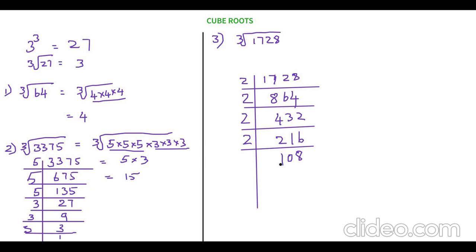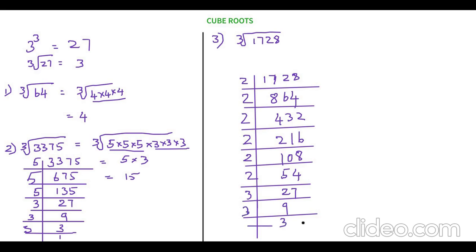Now this can be further divisible by 2, which is 54. 54 is again an even number which will be further divisible by 2. This will become 27. Now let's see whether 27 is divisible by 2. No, 27 is not divisible by 2 because it's an odd number. So let's divide it by 3. 3 times 9 is 27. 9 can be further divisible by 3. We get it as 3, and 3 can be further divisible by 3. We get it as 1. So we have done the prime factorization method.